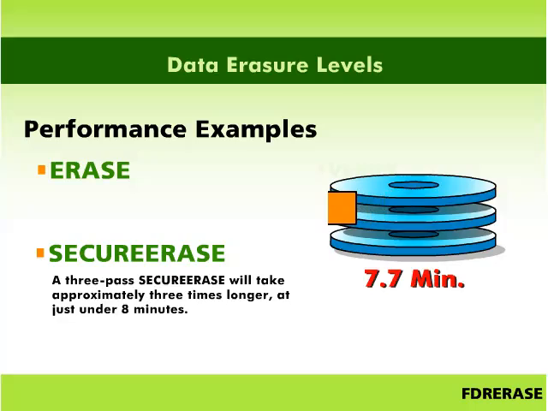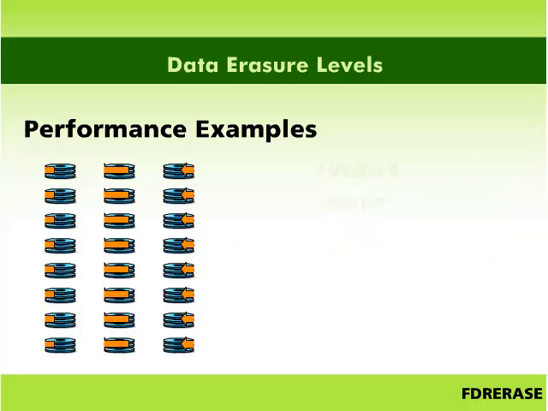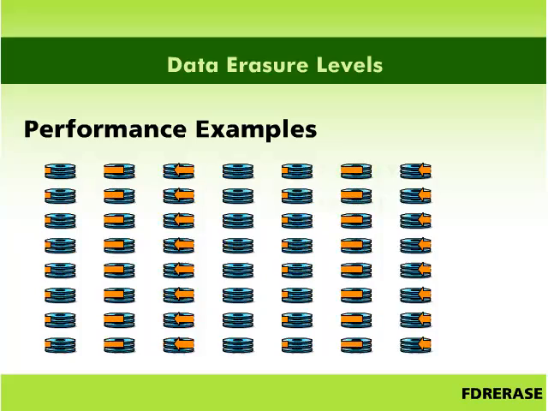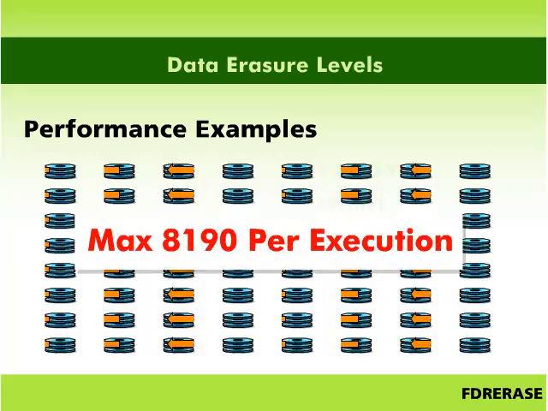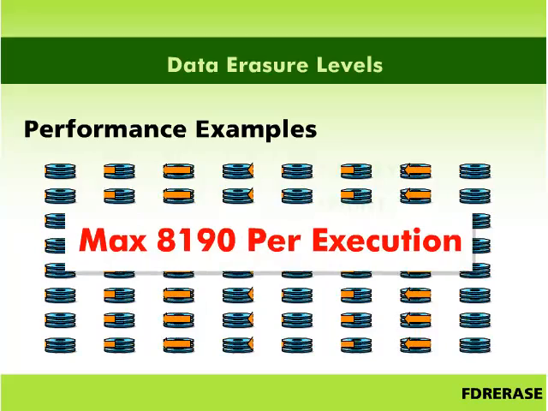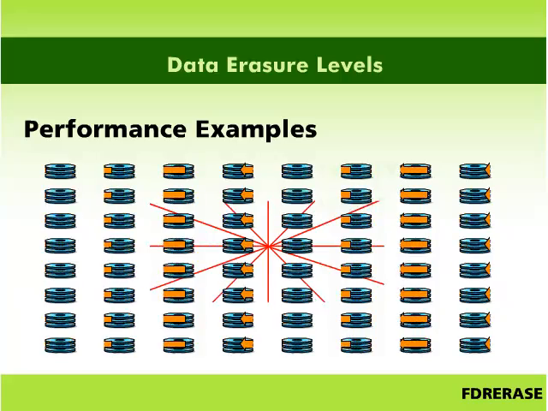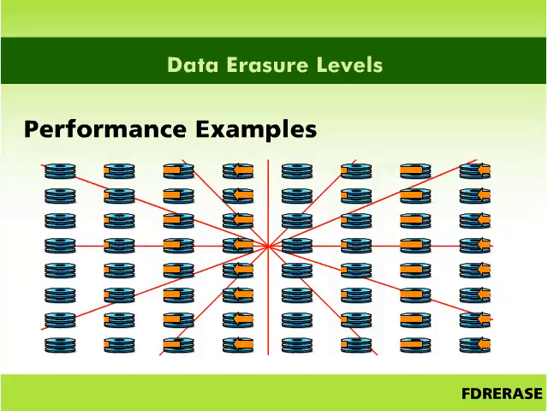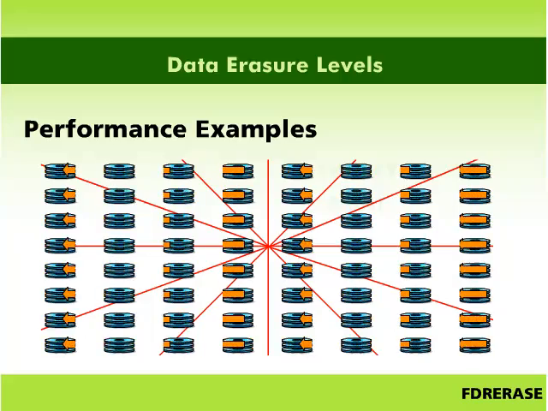To get optimum performance, FDRERASE can erase data from up to 64 volumes concurrently and up to 8190 in any single operation. FDRERASE will automatically spread the load within the same DASD systems and its physical disks to obtain the best performance. A separate FDRERASE job is submitted for each DASD frame.